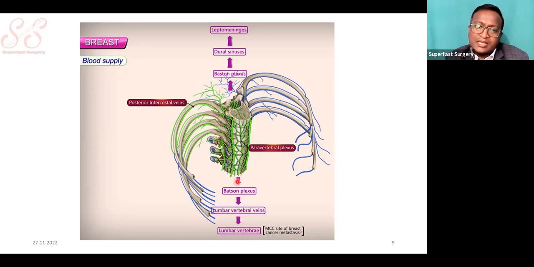Similarly, this is the inferior drainage. Similarly, via Batson plexus, it will disseminate to the dural sinuses, and this is the reason for leptomeningeal metastasis in case of breast cancer, that is brain metastasis.